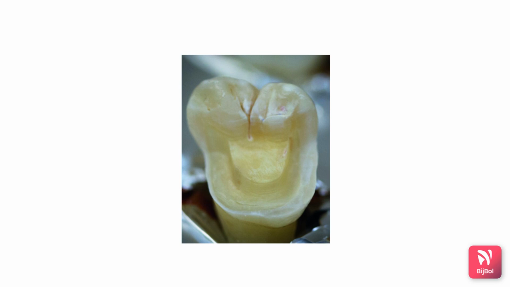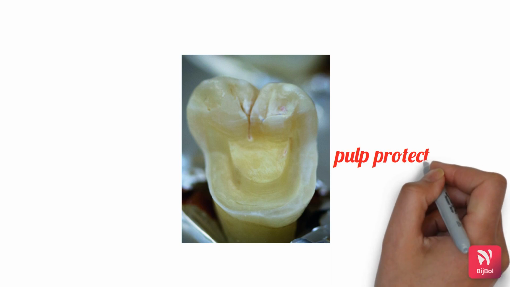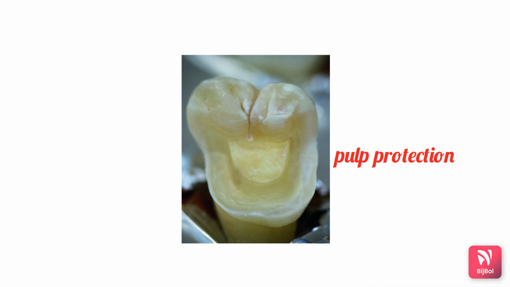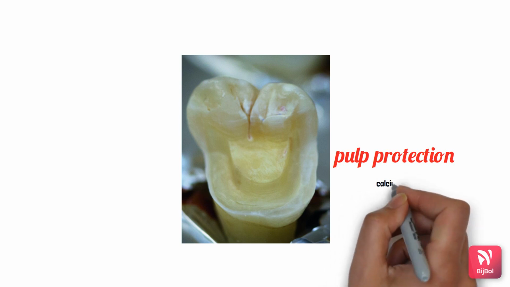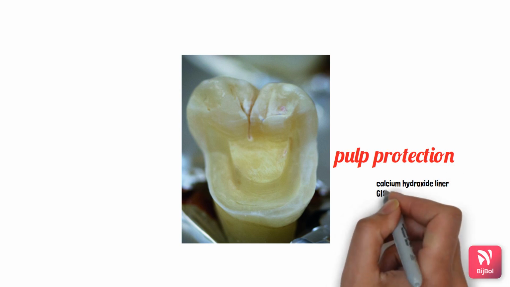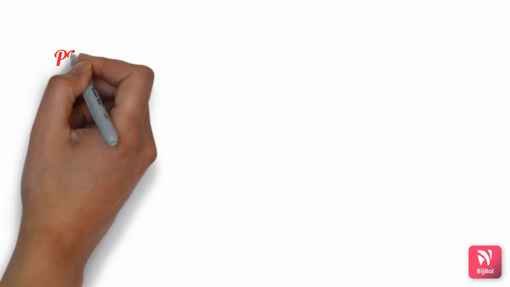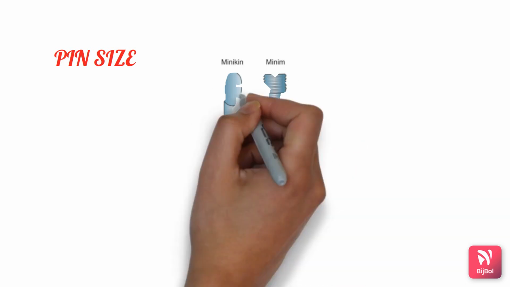And to start with, the teeth receiving the pins may be extensively damaged. So the cavity preparation in some areas is deep. So prior to the placement of the pins, we should take some measures to protect the pulp. Such as the deeper portions of the cavity which are close to the pulp will require a calcium hydroxide liner which may be covered with a GIC base. And now we'll check further some of the factors and the techniques which affect the pin placement.